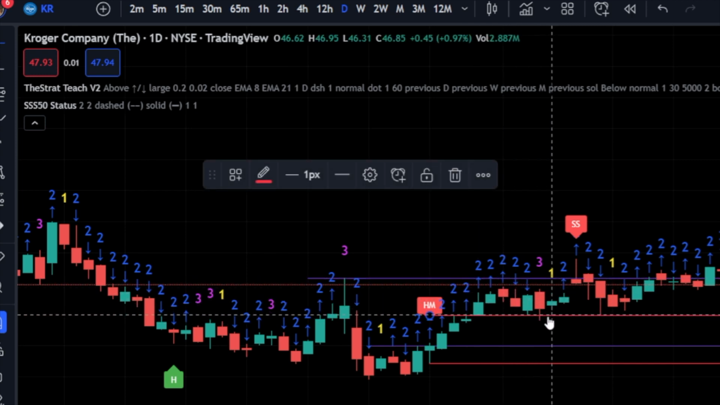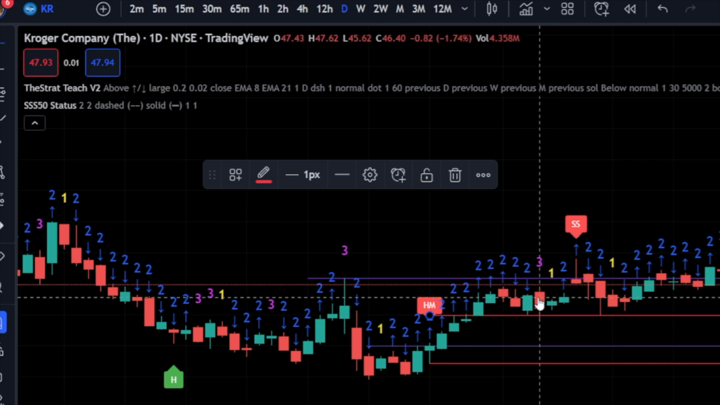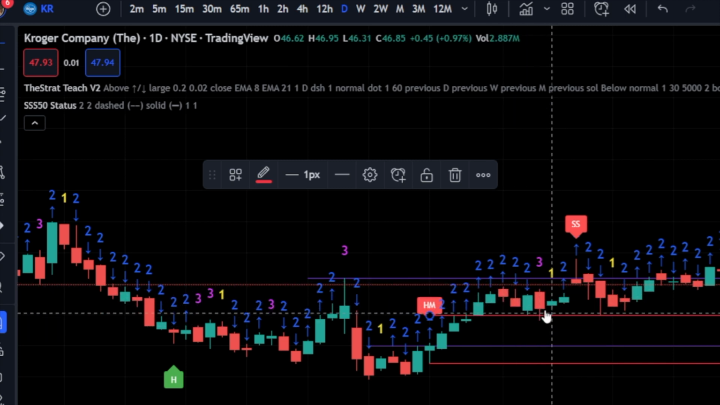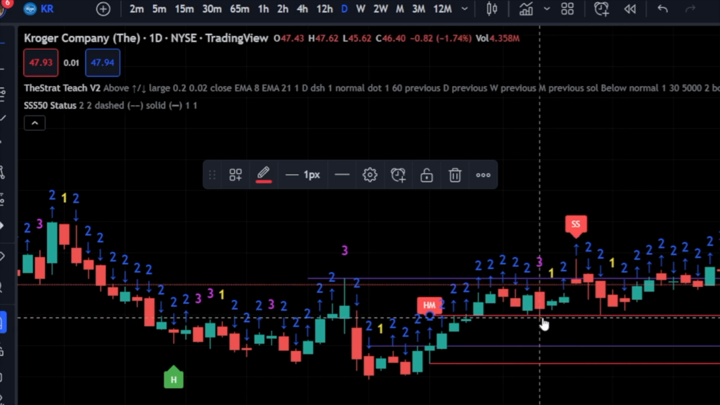Now here you may have gotten stopped out. Here you definitely may have gotten stopped out. So it just depends, but that is an example of how you use your stops and entries and exits.